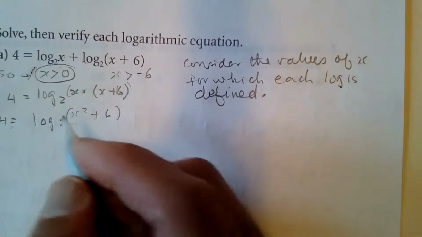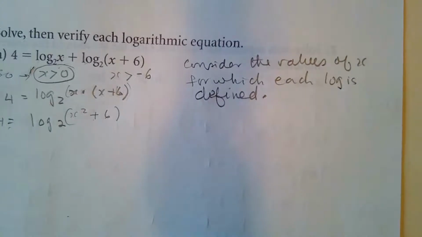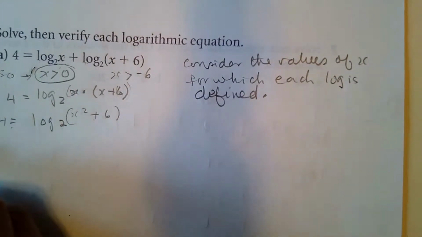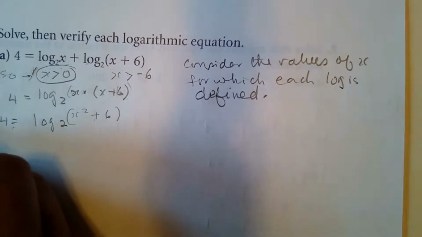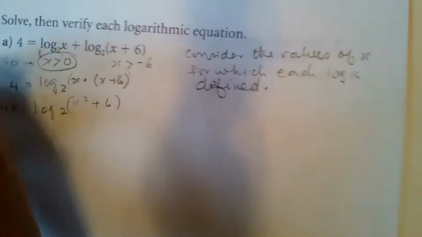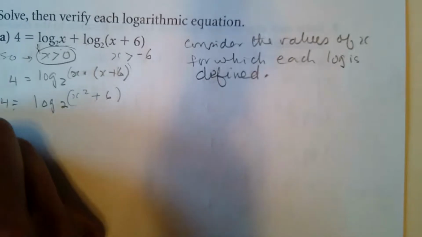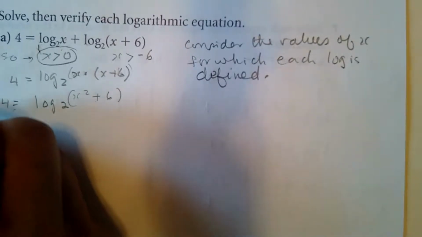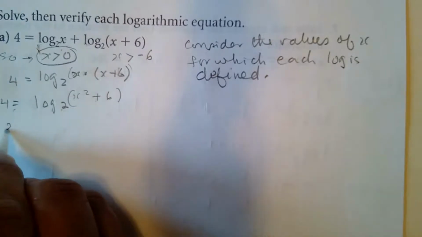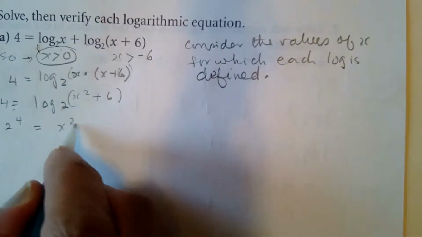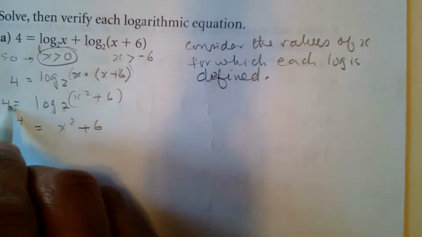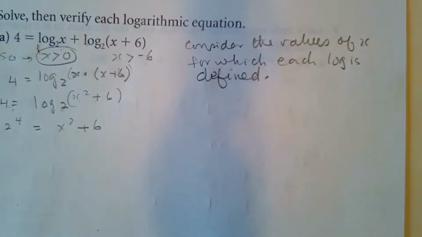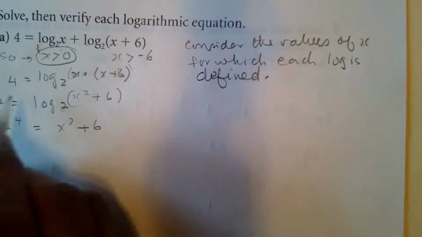Now write both sides. Now change this into an exponential. So we're going to write it as an exponential. So it becomes 2 to the power of 4 is equal to x squared plus 6.